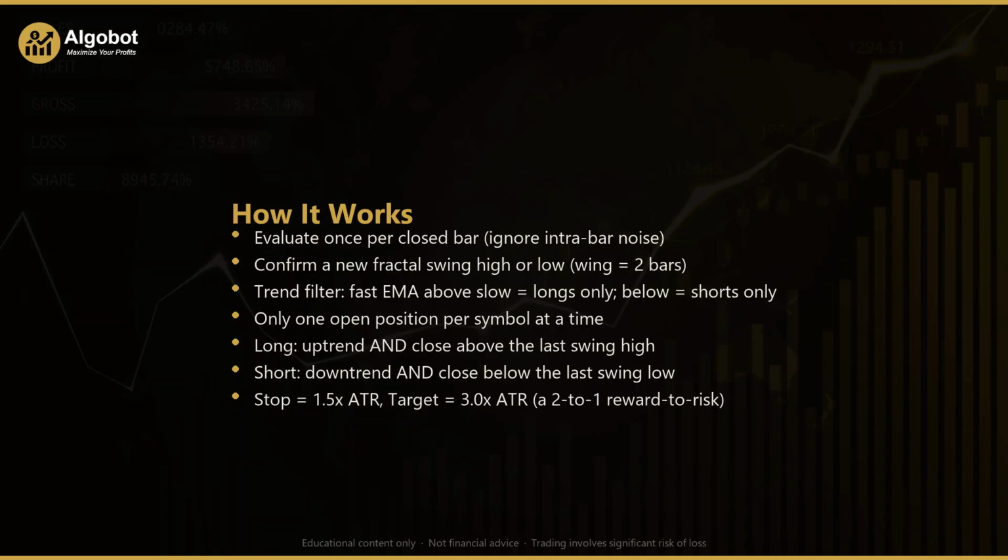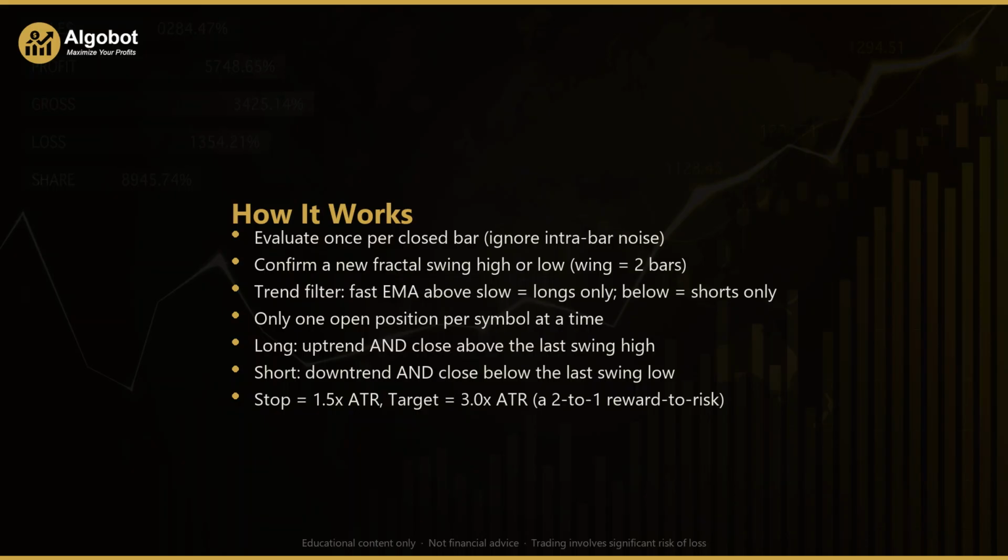On each newly closed bar, the strategy first looks back to see whether a fresh fractal has just been confirmed. The center bar of the pattern sits a fixed number of bars back, the FractalWing, which defaults to 2. If that center bar's high is above the highs on both sides, the strategy records a new swing high and marks it as the active long breakout level. If its low is below the lows on both sides, it records a new swing low as the active short breakout level.